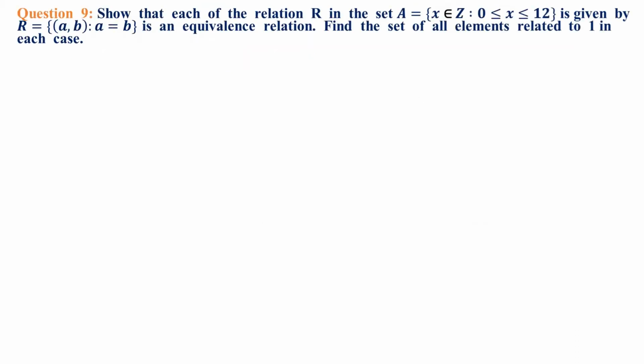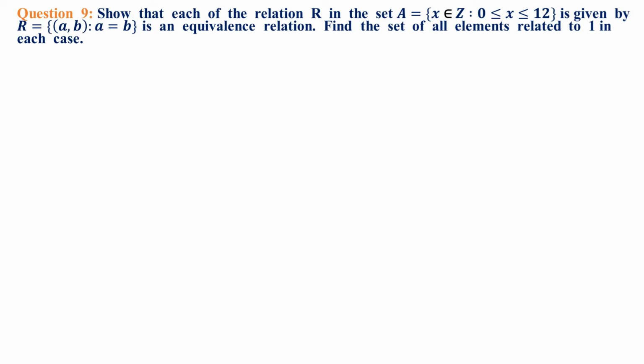Okay, next question number 9. Show that each of the relations R in the set A = {x ∈ Z : 0 ≤ x ≤ 12} given by R = {(a, b) : a = b} is an equivalence relation. Find the set of all elements related to 1 in each case.